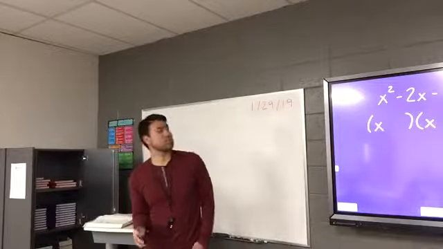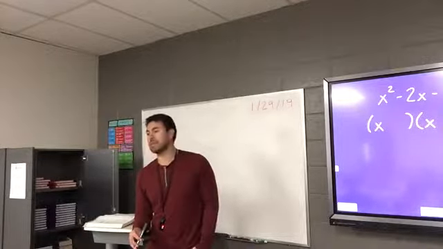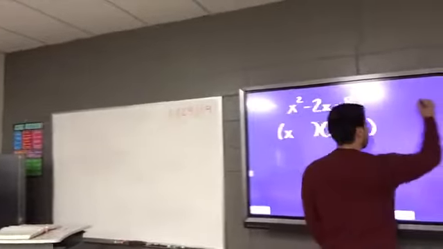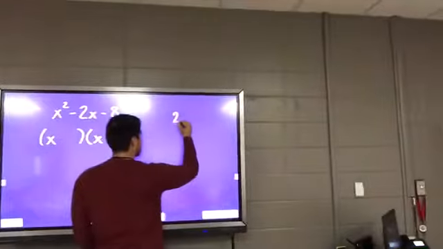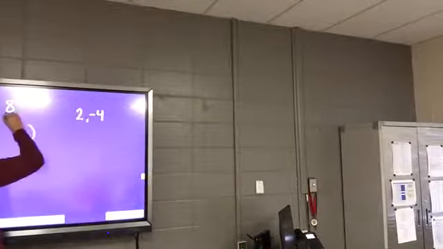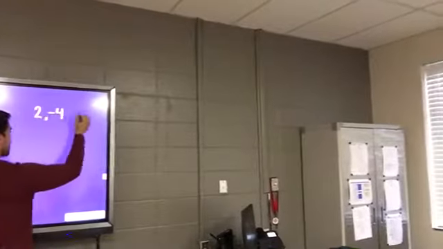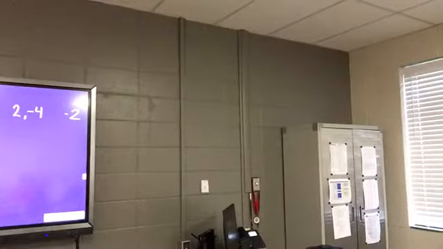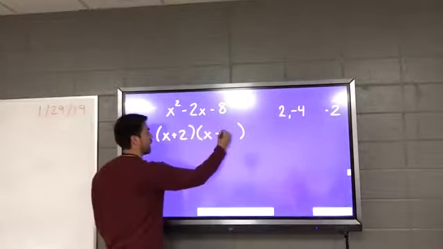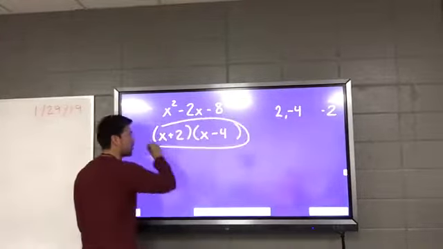What two factors of negative 8 add up to be negative 2? Negative 2 times 4. Okay, 2 and negative 4. 2 times negative 4 is negative 8. What's 2 plus negative 4? Negative 2. Does that fit? Those are the factors. Plus 2, minus 4. That's it. That's all you're doing in this problem.